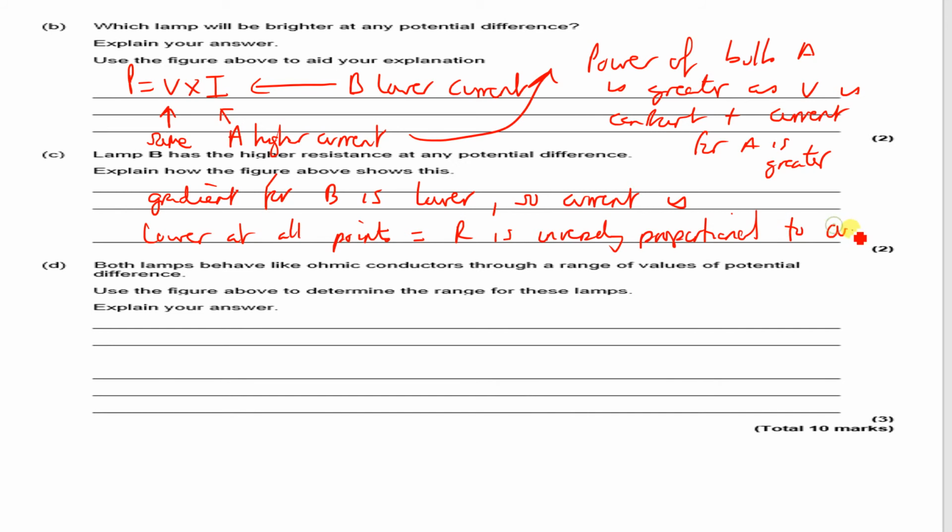Okay, so in the last question it says both lamps behave like ohmic conductors through a range of potential difference. Use the figure above to determine the range of these lamps. Now, an ohmic conductor is one that has a directly proportional relationship, which basically means V is equal to IR. So as long as it's a straight line, then it behaves as an ohmic conductor. So we're looking for the range of a straight line.